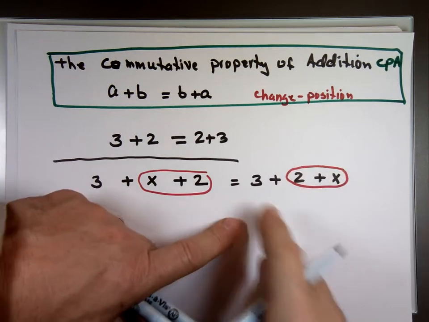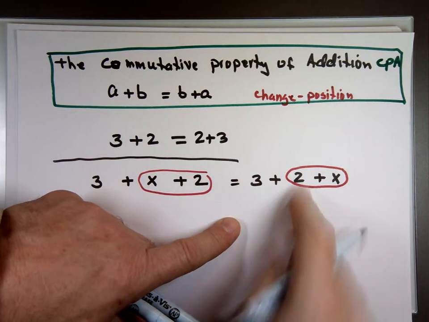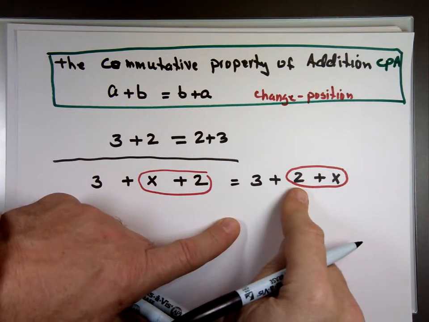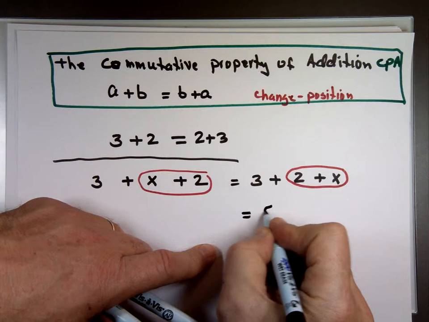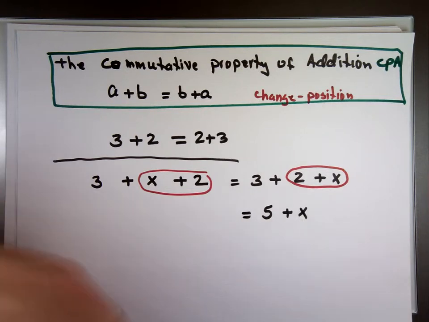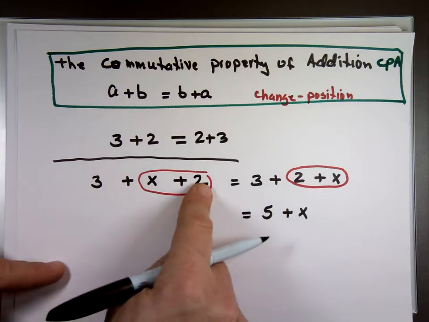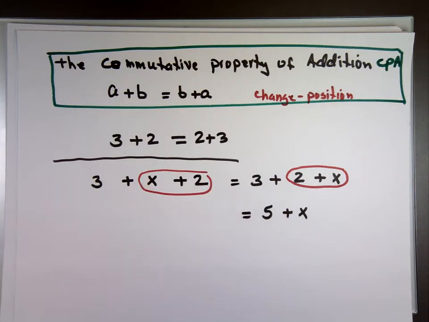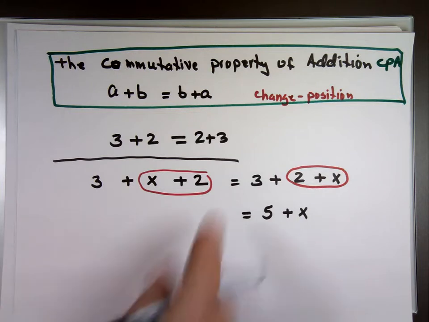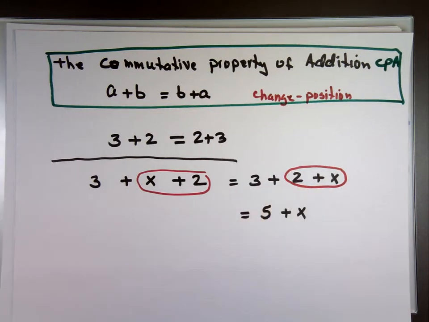Now, wait a minute, I can combine the 3 plus 2, make that one number. What's 3 plus 2? 5. So I can write that 5 plus x. That's where we're going to go with that down the road. But I just want people to know, I can move them around. I can write this one first and this one second. It's not going to change my answer. That's called commutative property of addition. And we have a lot of uses for it, especially with those type of problems.